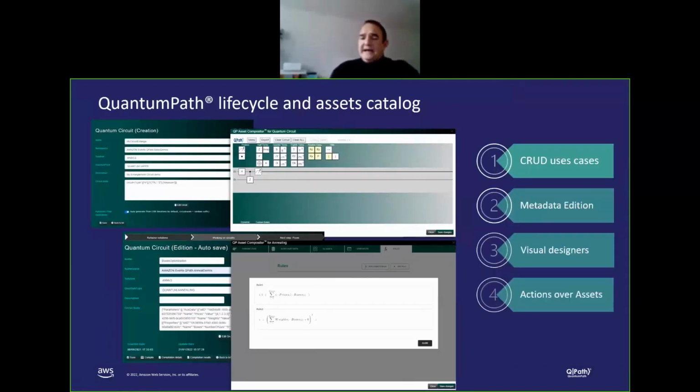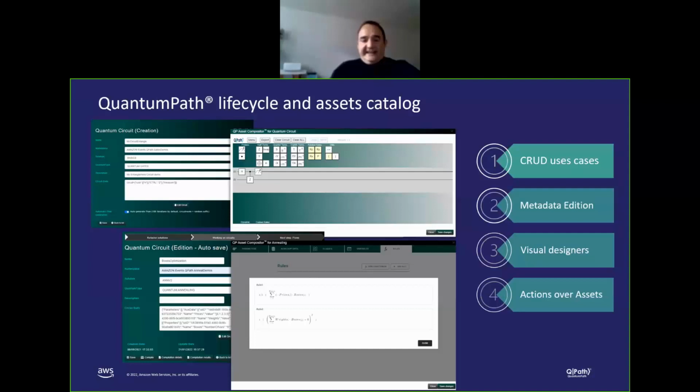When you create assets in the platform, QuantumPath tries to store your information in a metadata database. So for each element you can create in the platform, you have some metadata that will let you tag your information. And with all of the information, we can create a repository with all the elements that compose a solution. So for that, we have all the CRUD use cases in order to manage the information you are creating.